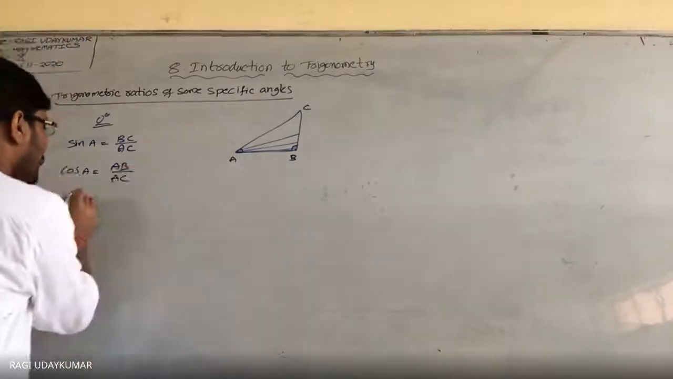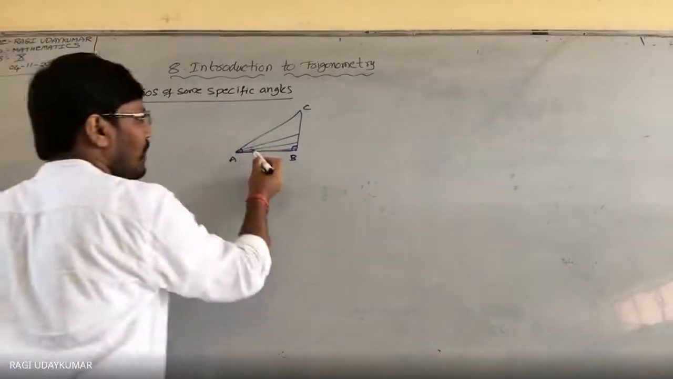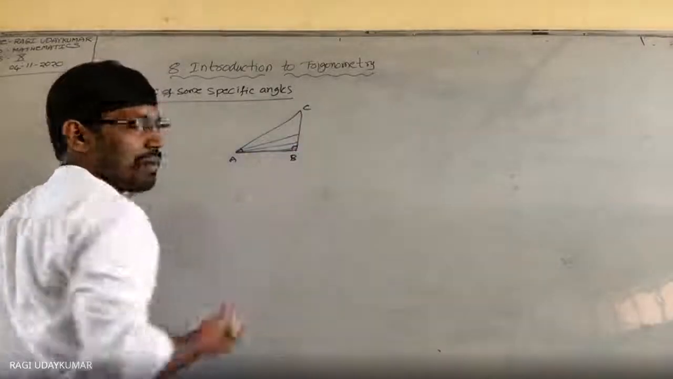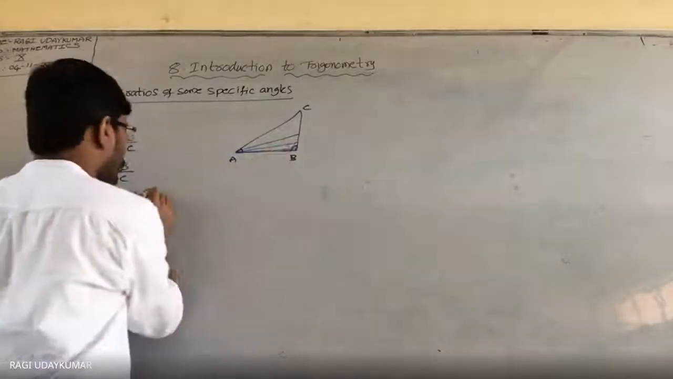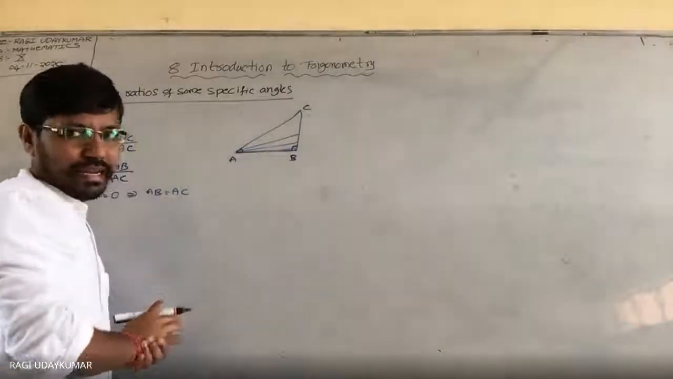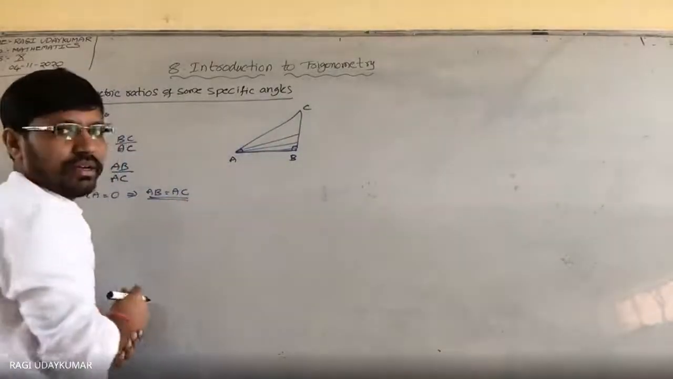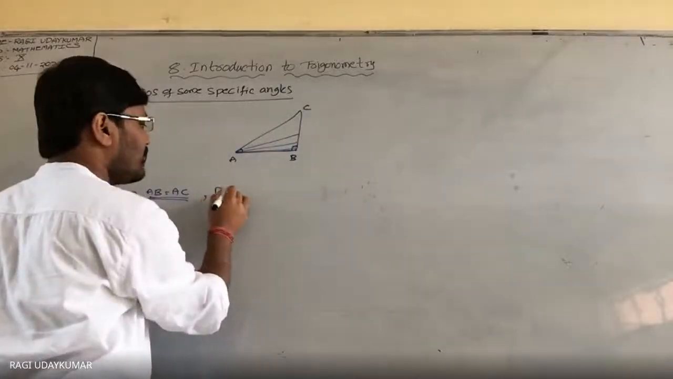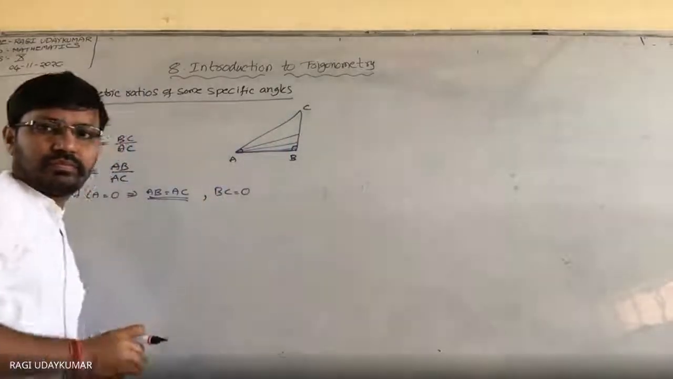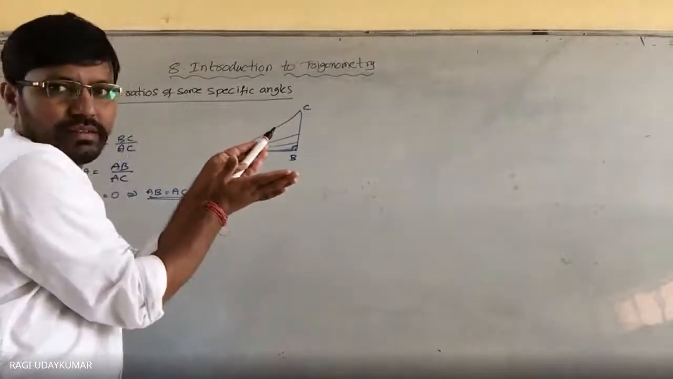So if angle A is equal to 0, what happens? AC comes and sits on AB. That means we are going to get AB equals AC. Both are equal. And BC becomes 0, it has come all the way down. So like this it is there.